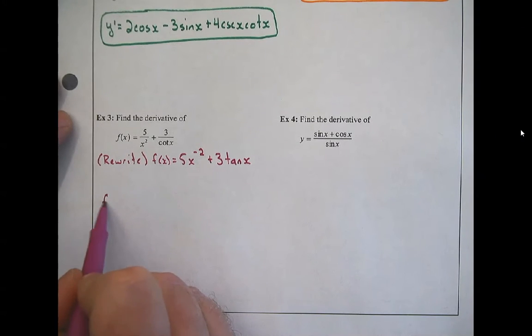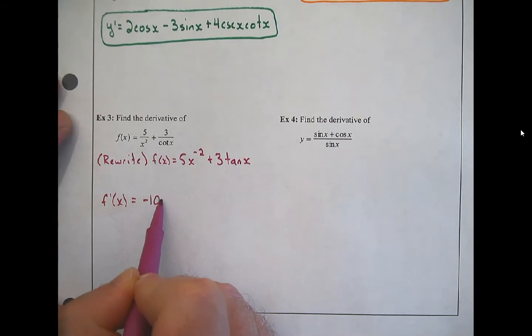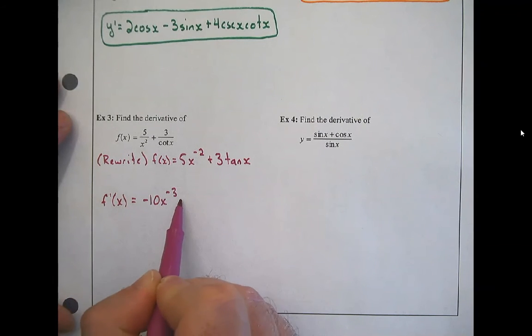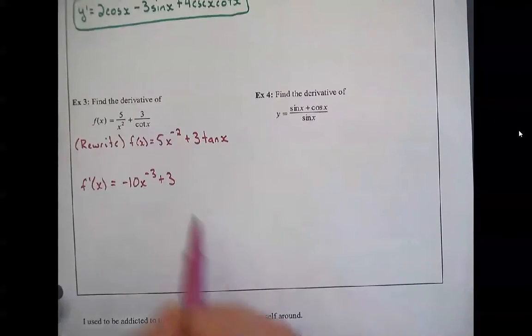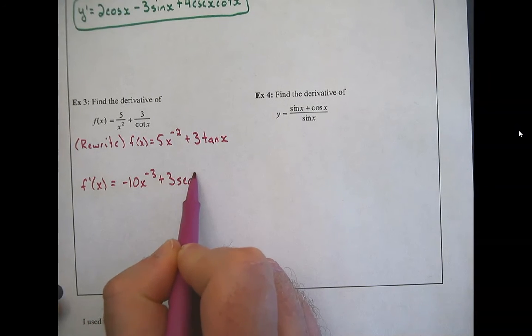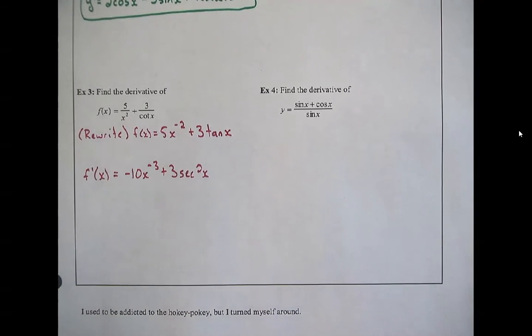So f prime of x would equal, multiply would be negative 10, subtract 1 would be negative 3. This 3 is just a constant, so it's just going to be out front. The derivative of tangent is secant squared. And there we go.